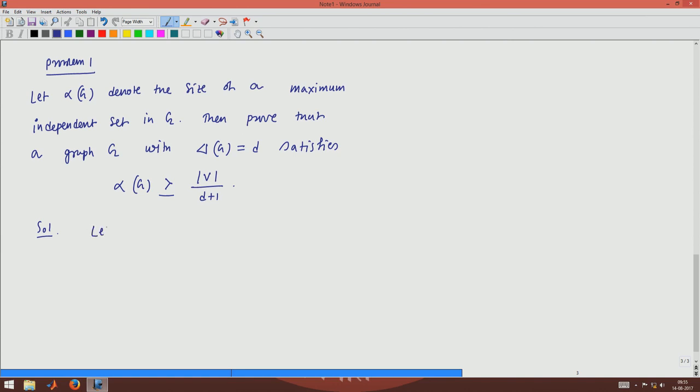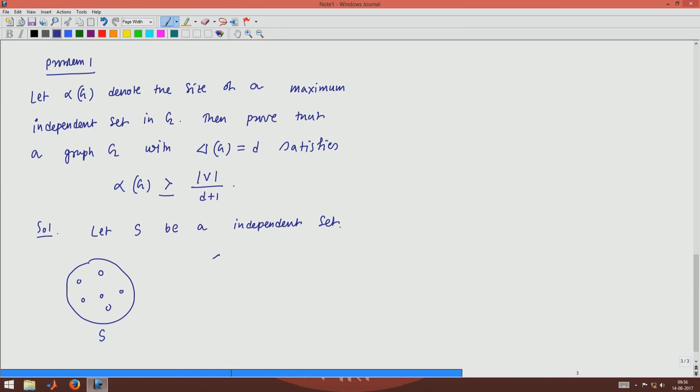Let S be an independent set, okay. So, you know what an independent set is, it is a set of vertices in the graph G such that no two of them are adjacent. So, there is no edge between any two vertices in the set S.